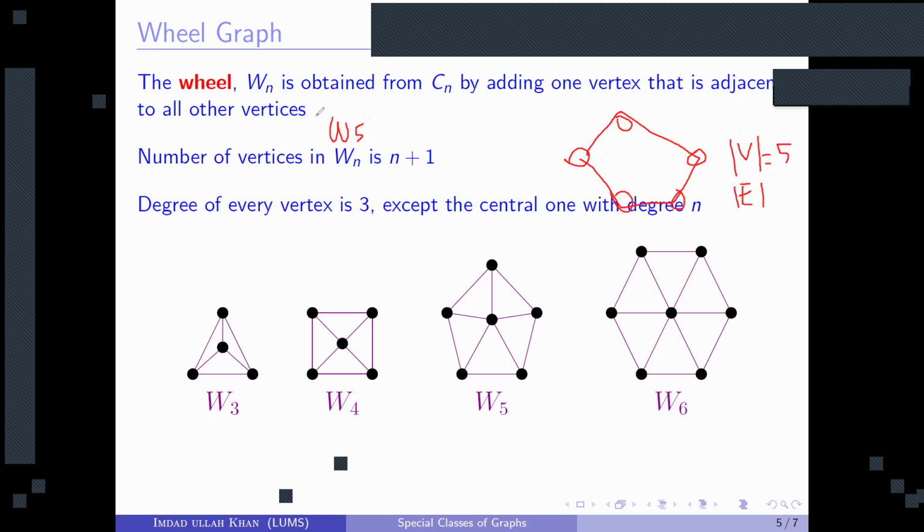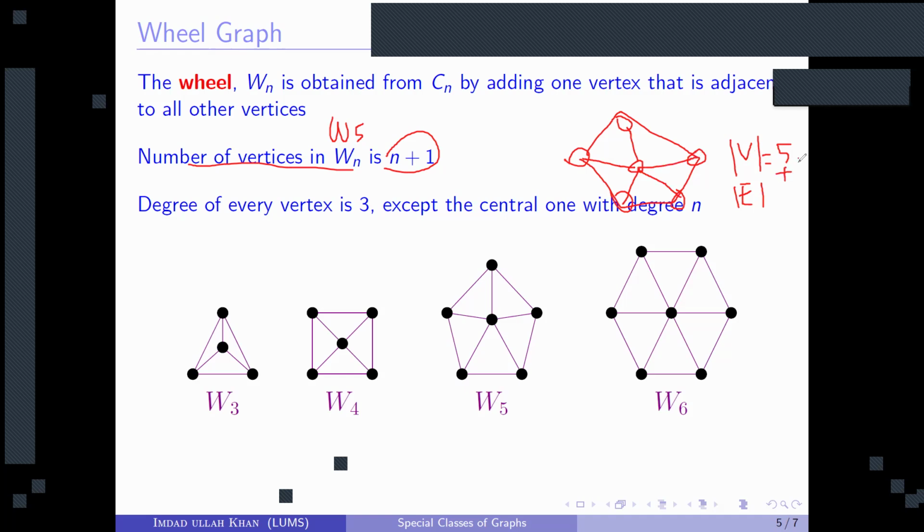But Wn says that the number of vertices in Wn is n plus 1. So W5 should contain 6 vertices. So 5 vertices are around a cycle, making up the outer edge of a wheel. And then there is a central vertex over here, which gets connected with every other vertex.